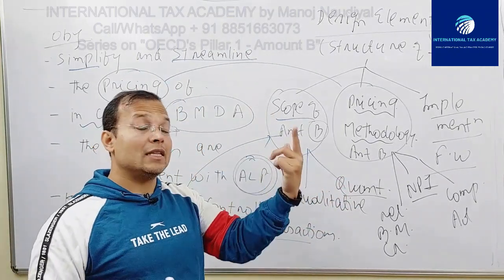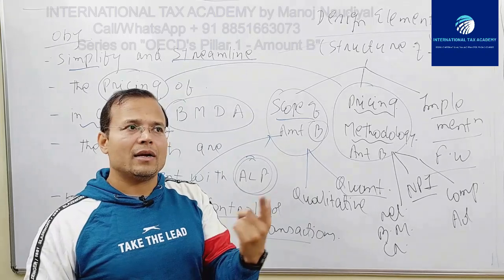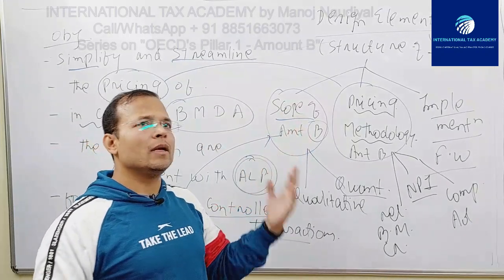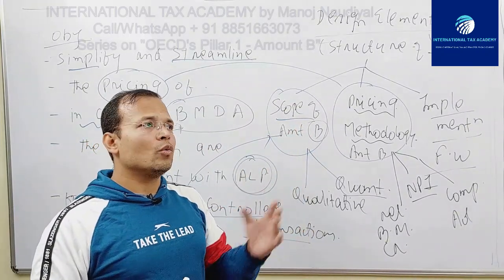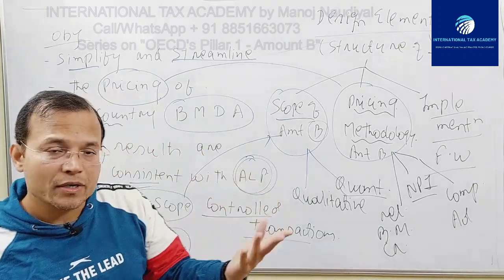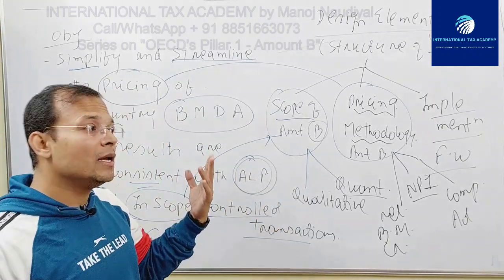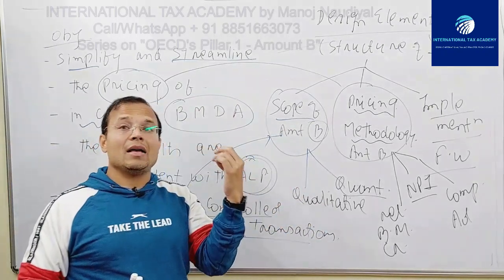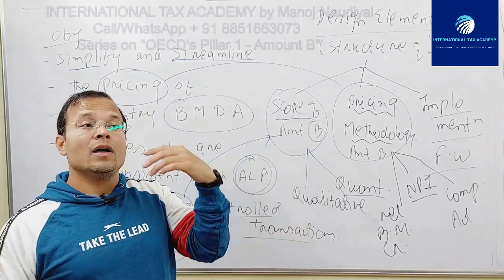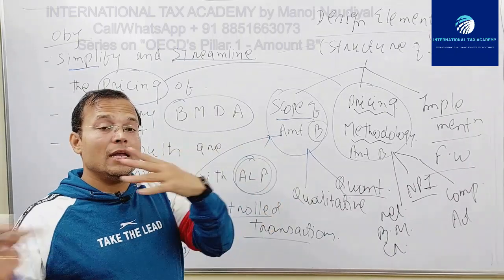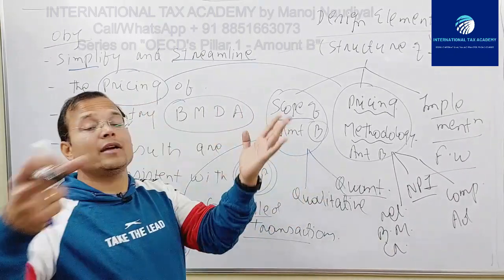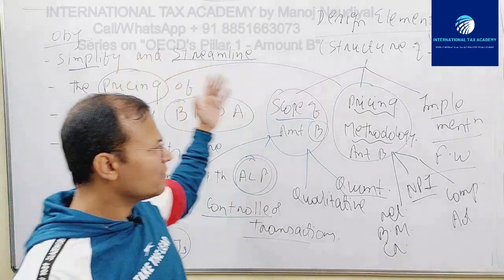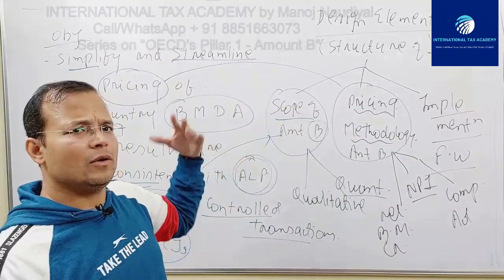Then they are also saying that this could be one of the options, that this entire Amount B guidance could be made even optional. They are also discussing that this could be included as a part of safe harbor. This could also be included as an interpretation of arm's length principle, how ALP would be applied to the baseline marketing and distribution activities.